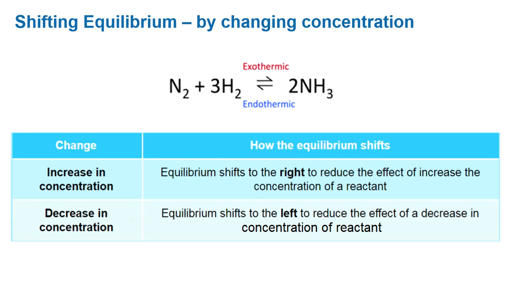So, what do we have to do to increase the ammonia yield? We have to increase the concentration of reactants, that is nitrogen and hydrogen, to get more product, ammonia.